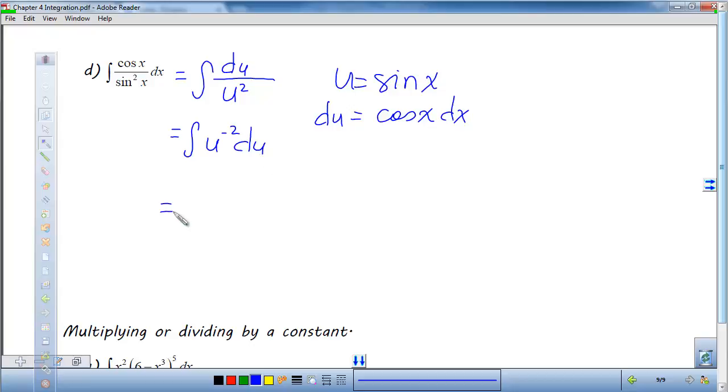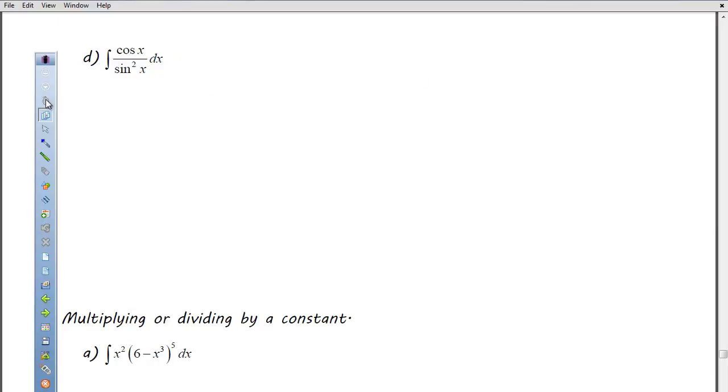And we use our power rules. We're going to add 1, so that brings us u to the negative 1. We divide by that new exponent and plus c, or negative 1 over u plus c. Or negative 1 over, our u is sine x, plus c. All right, so for all of those we had exact matches.